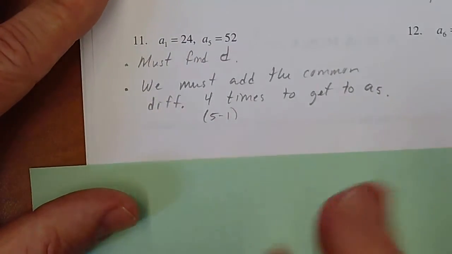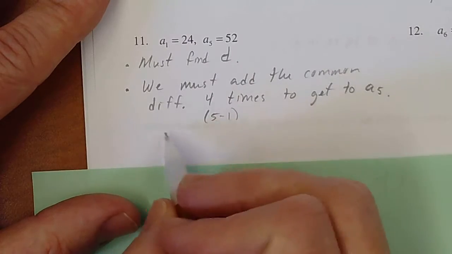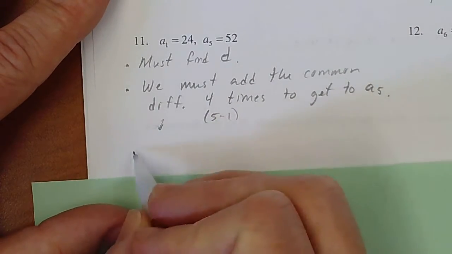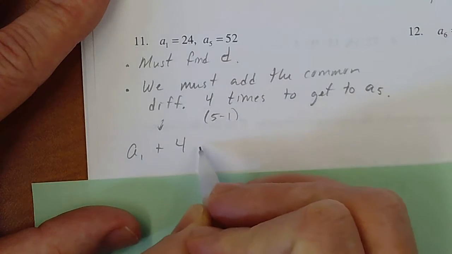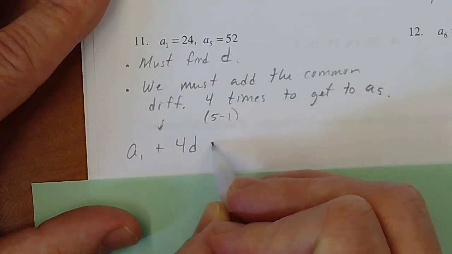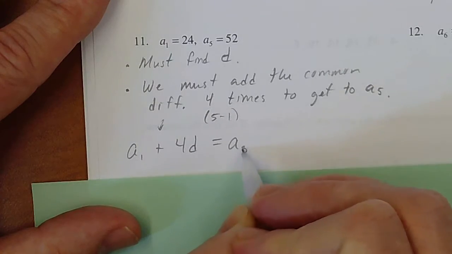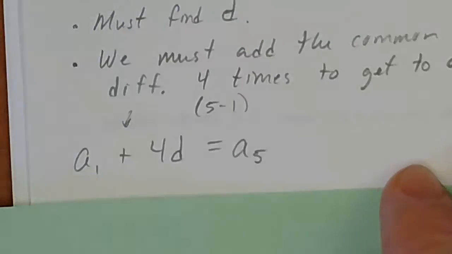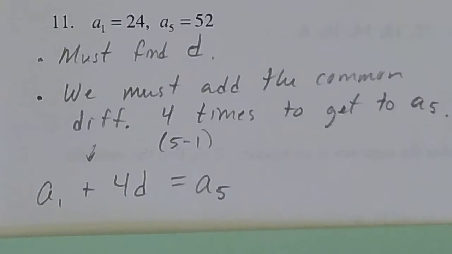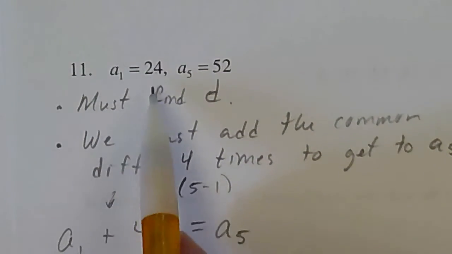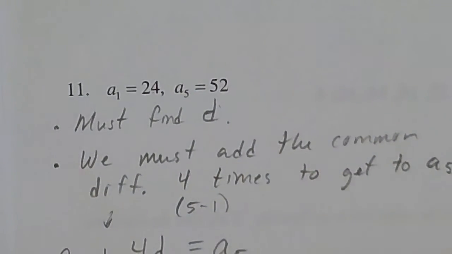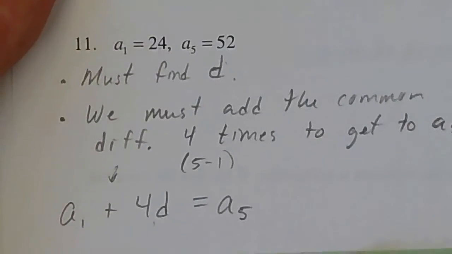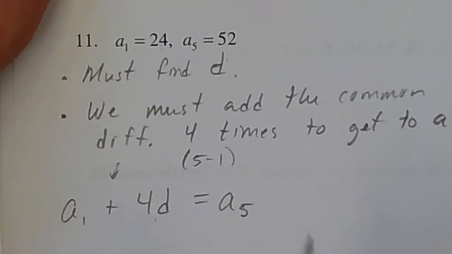All right, so here's a little formula I could create to do this. I'm going to start at A1, 24. So A1 plus 4 common differences to get A5. There's other ways you could do this. I'm just trying to give you a concrete path in case you like that. So I've got A1. I add the common difference 4 times to get to 52. A5.